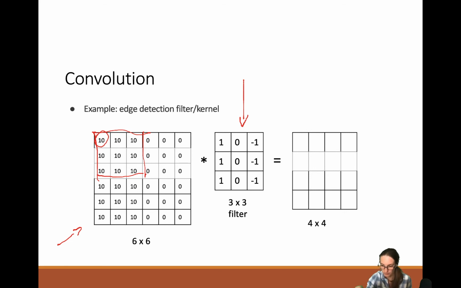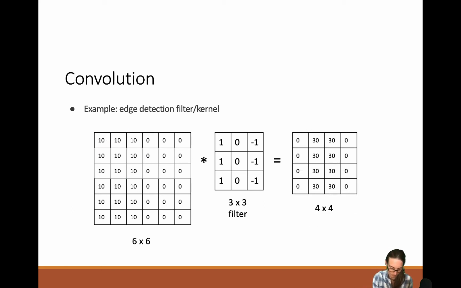will be 0. Only when we enter the central area will we have values that activate only these and zeros for these. So the resulting feature map looks a little bit like this. What does it do? It highlights where the edge is. Our input image looked something like this.